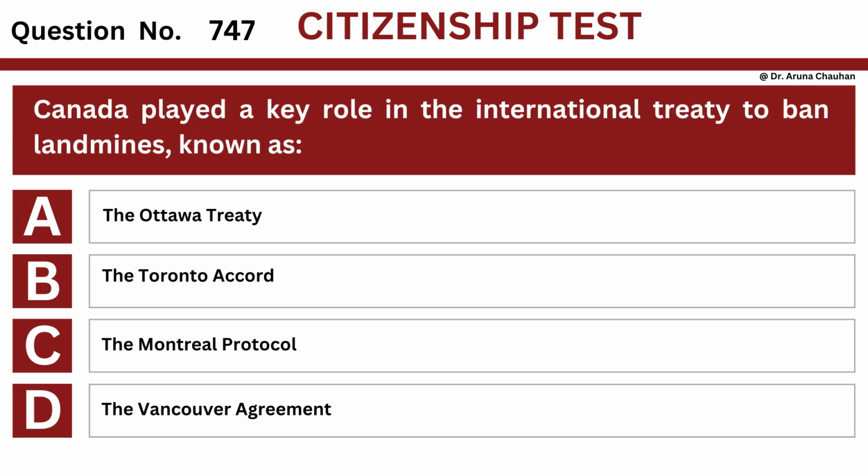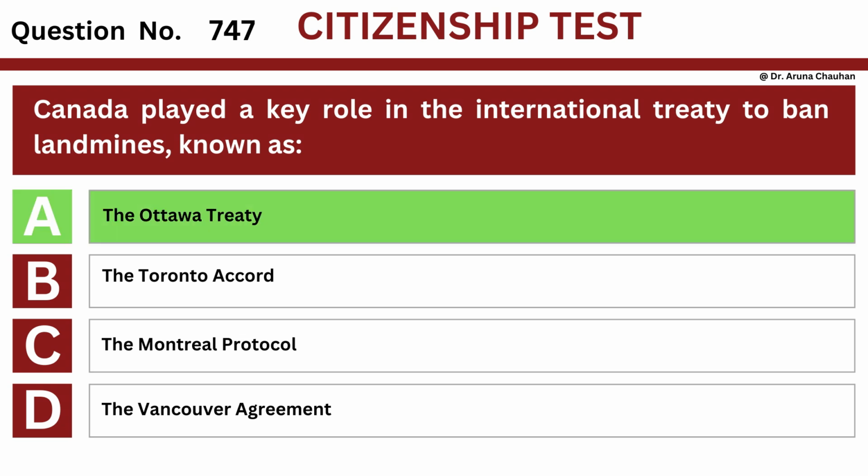Question number 747. Question: Canada played a key role in the international treaty to ban landmines, known as Option A, the Ottawa Treaty. Option B, the Toronto Accord. Option C, the Montreal Protocol. Option D, the Vancouver Agreement. The answer is option A, the Ottawa Treaty.